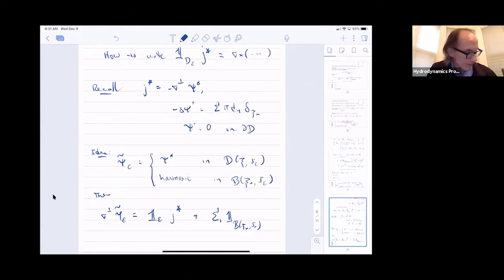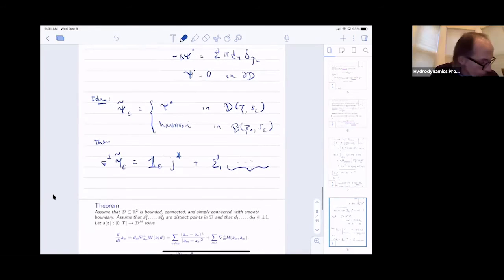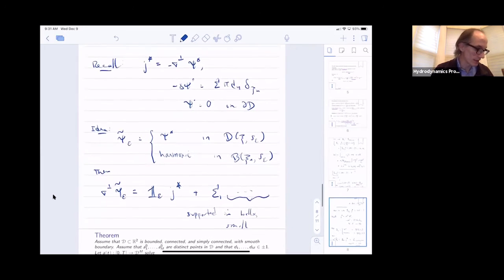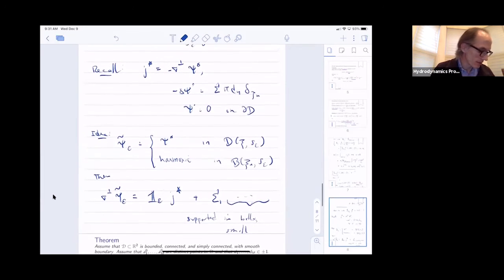Well, okay, let's write it like this. There'll be some terms, and these are supported in the balls, and they're small. Okay, and so the challenge then is, well, okay. First, let's look at this.